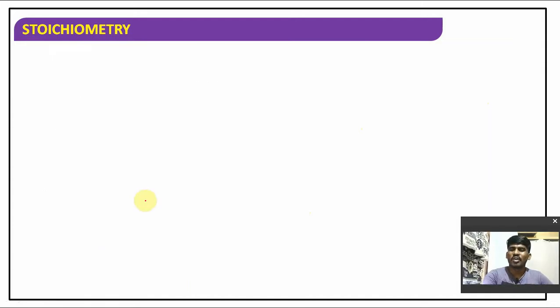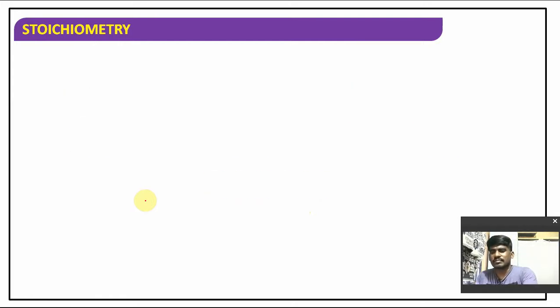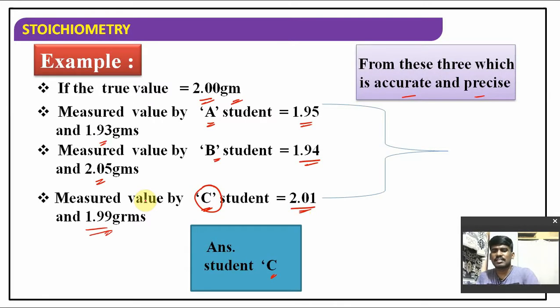So what did you observe, guys? Student C has measured the value precisely, almost close to the accurate value. Hence C has reported the correct answer. So the teacher can take either 1.99 or 2.01 as the correct value.